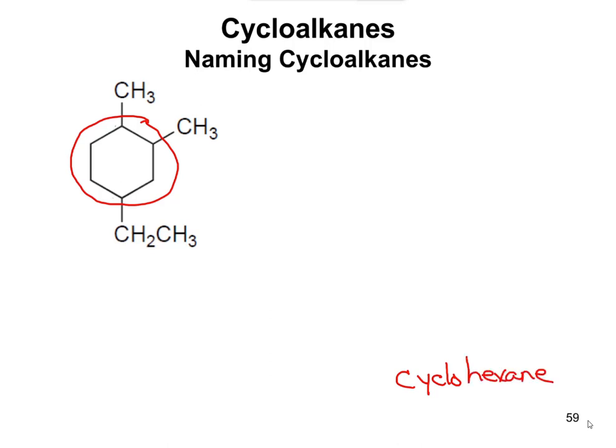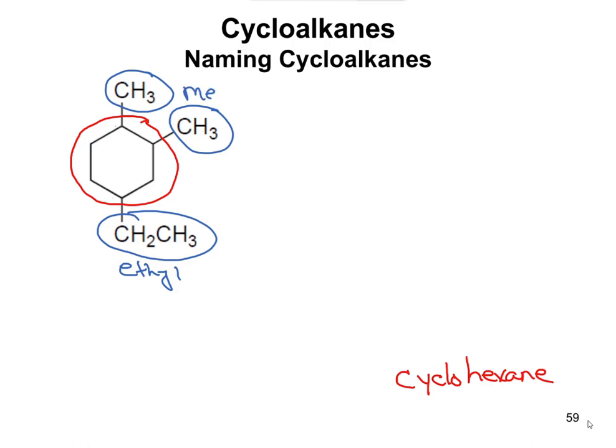And now if we look at the substituents, right here in blue, we have a CH3, a CH3, and then a CH2CH3. That one's an ethyl, and both of those are methyl. So now we want to go through and figure out how we're going to number those methyls and that ethyl to give it the lowest possible number.